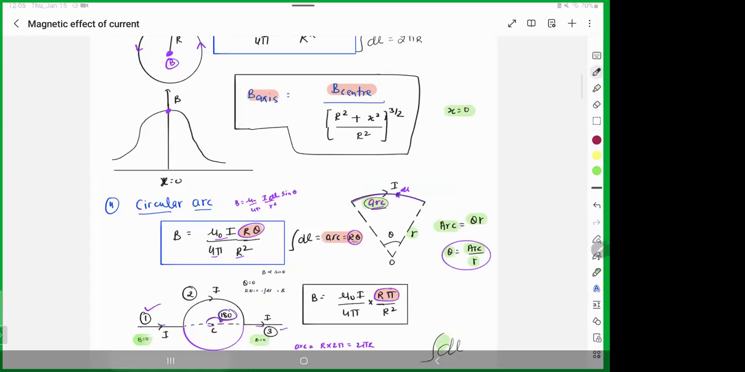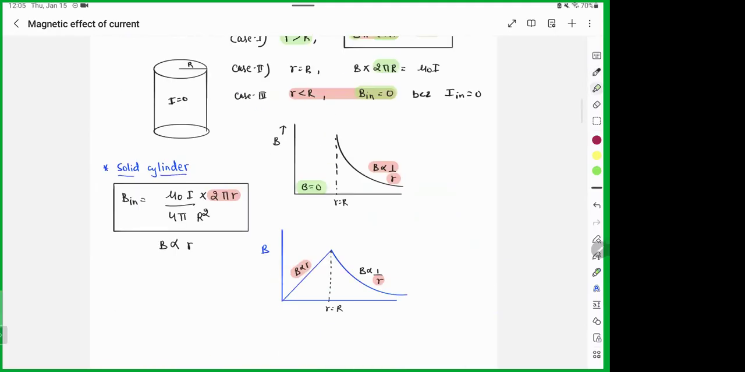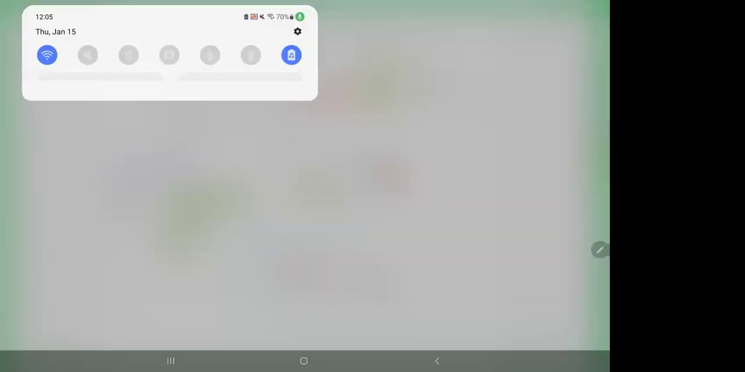Magnetic field inside a hollow cylinder is zero. But if you take a solid cylinder, you know mu naught upon 4 pi, this mu naught upon 4 pi I r square is common. What will be your dL value? 2 pi r. Remember, in this case, the magnetic field actually depends upon the r value.